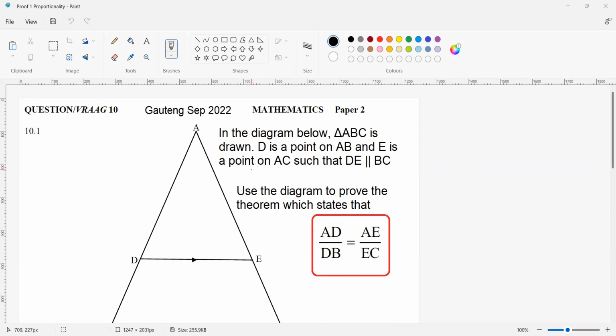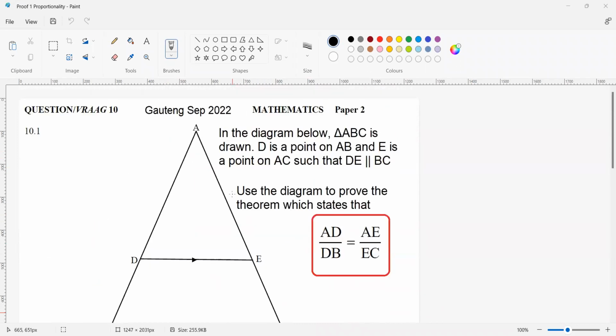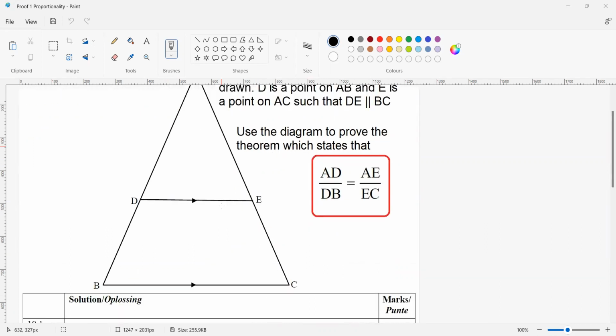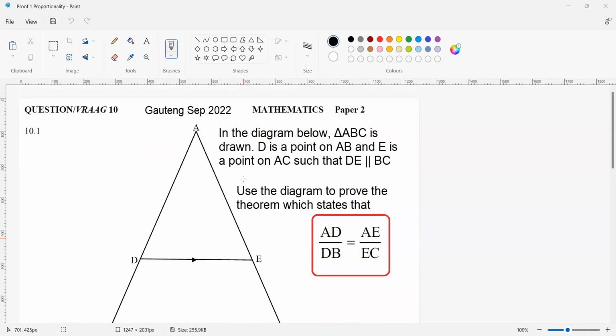So they give us a triangle ABC, and D is a point on AB and E is a point on AC, so that DE is parallel to BC. And we need to prove that AD over DB is AE over EC. Okay, so that's all the information we need. And now we need to do our constructions. So it's important to get our constructions done.